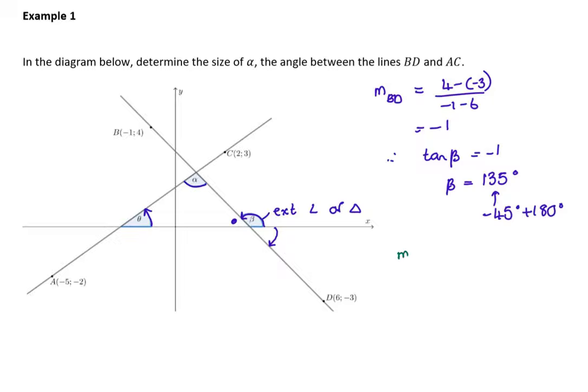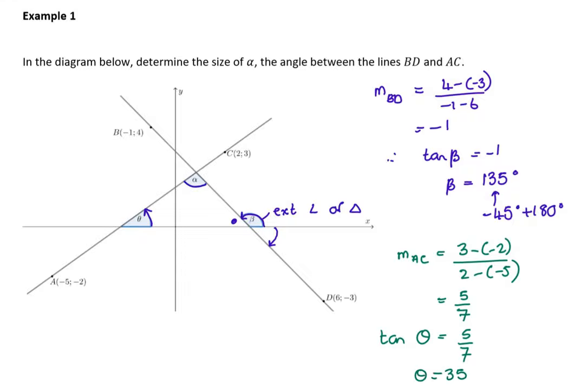Right, soldiering on, I need the gradient of AC in order to continue, so that's 3 minus -2 over 2 minus -5. So that gives me 5 over 7 as far as I can see. And therefore, tan of theta is equal to 5 over 7. If I do shift tan of 5 over 7, I get theta is equal to 35. Now, I probably shouldn't round this off to 2 decimal places because I'm going to use it now and I'm going to do a calculation with it. So I like to keep a couple.